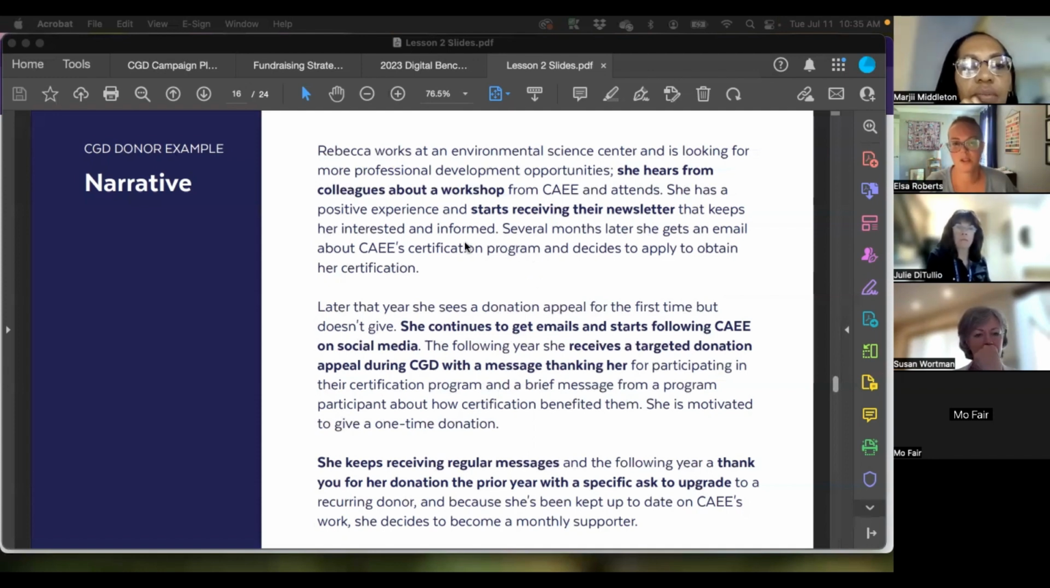She really gets into the nurture phase once she starts to receive that newsletter, and continues to get emails from CAEE about the organization. So you are right on the money. And here, in the second paragraph, where she continues to get emails and starts following CAEE on social media, that's just a deeper level of nurturing and engagement. That's so important. And continuing along, the following year, she receives a targeted donation appeal during Colorado Gives Day with a message thanking her for participating.